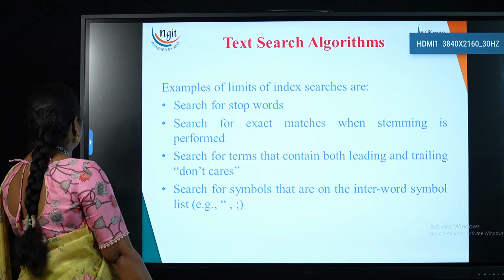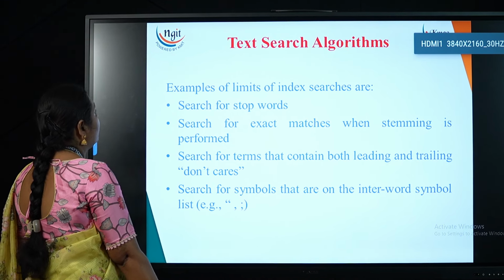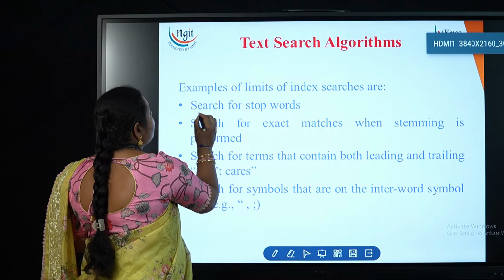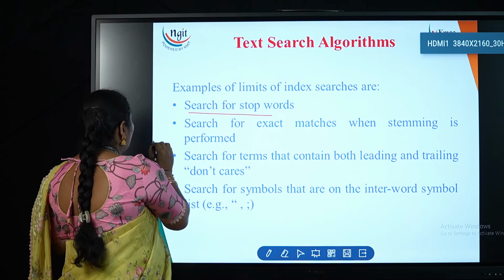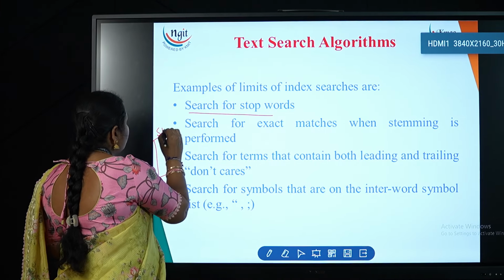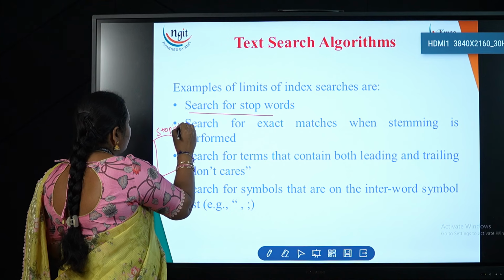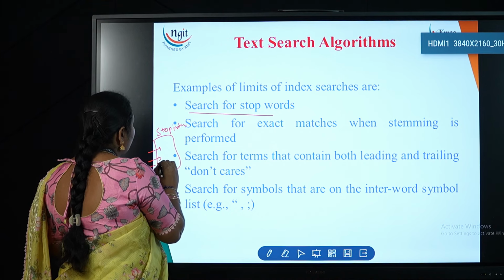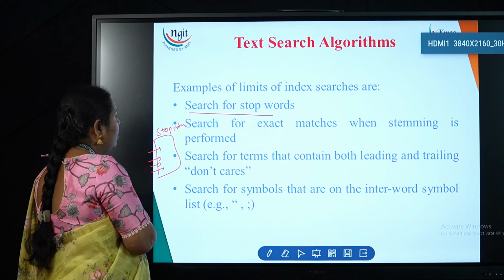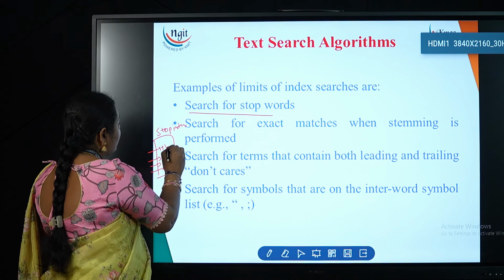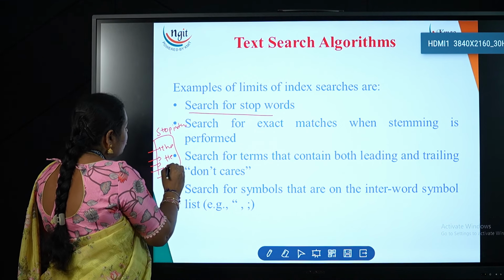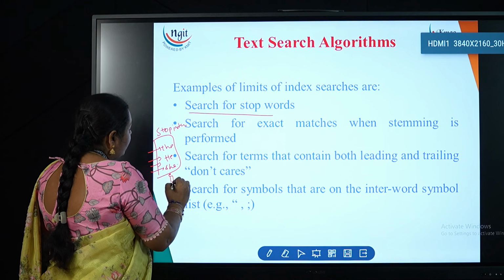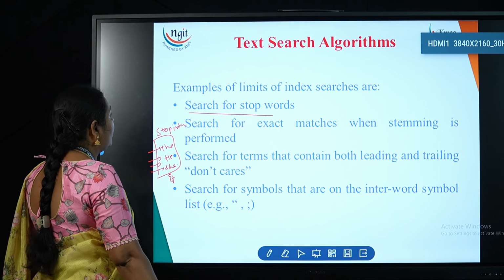So what are the different examples of this one? Index searches, first one: searching for the stop words. What I'll do is keep all the stop words in one index, so that whenever I get a stop word, I'll remove it. I can directly link them: "is" is there, "he" is there, "she" is there, "if", all these are stop words, so you can easily identify them.